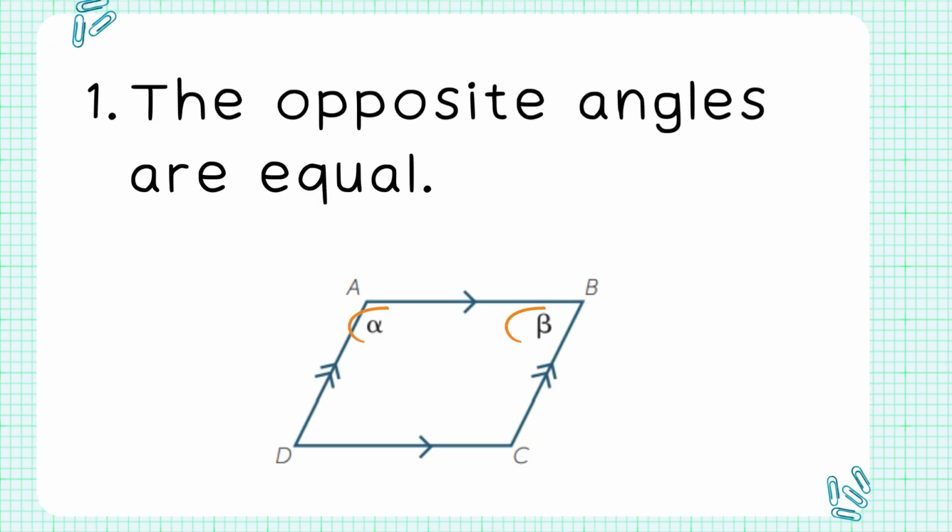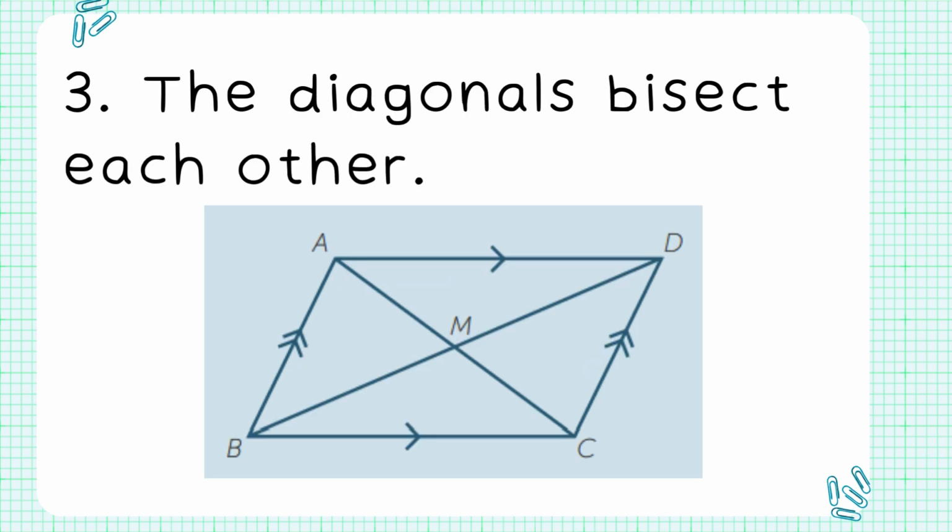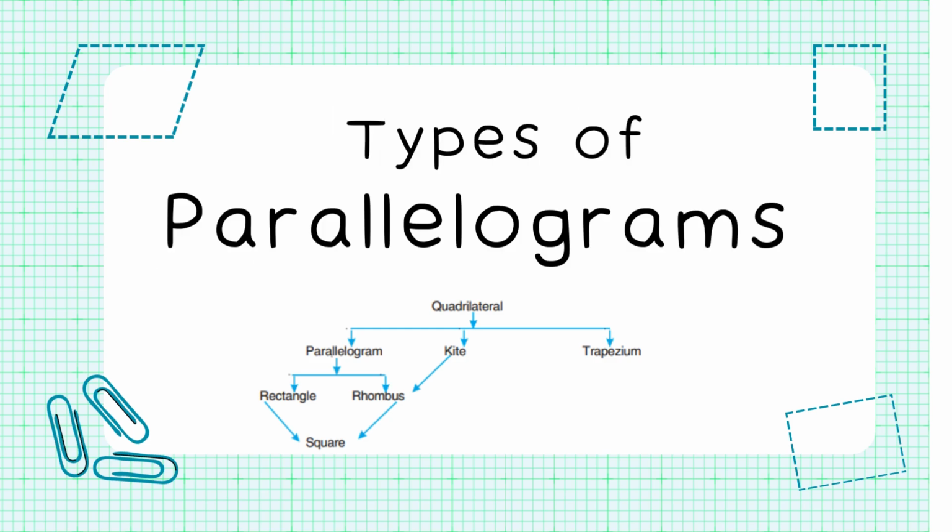The first property is that the opposite angles are equal. The second property is that the opposite sides are equal. The third property is that the diagonals bisect each other. Now, let us look at some types of parallelograms.